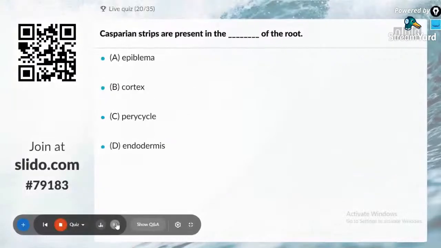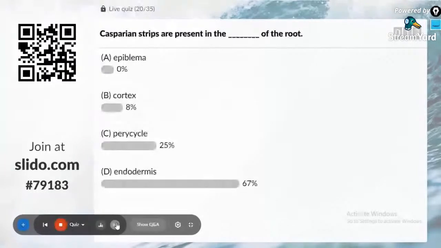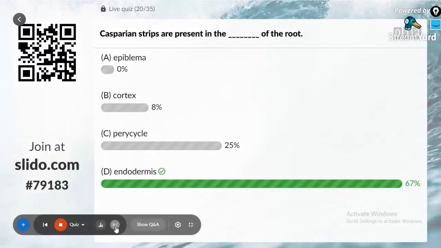Again, third easiest question. Casparian strips are present in dash of the root. Epiblema, cortex, pericycle, endodermis. Ten seconds remaining for answering the question. Very good, guys. It is endodermis. Next question on the screen.